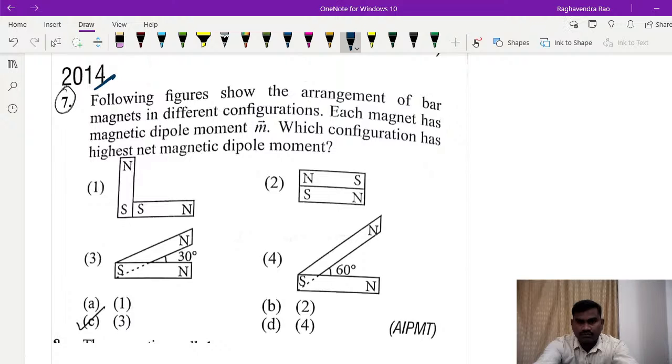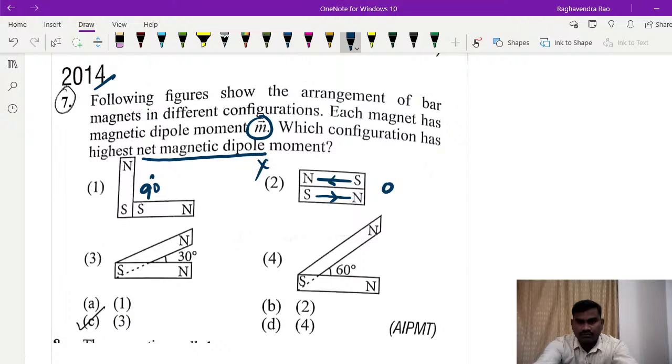The following figures show the arrangement of bar magnets in different configurations. Each magnet has a magnetic moment of M, identical bar magnets. Which of the following has the highest net magnetic moment? Here the angle is 90 degrees, south to north like this and south to north like this; both are in opposite direction, so the net magnetic moment will be equal to 0. Now here 30 degrees and here 60 degrees. Using root over M1 square plus M2 square plus 2 M1 M2 cos theta, cos 90 is 0, so we can cancel this one.